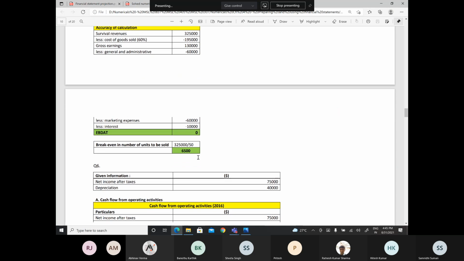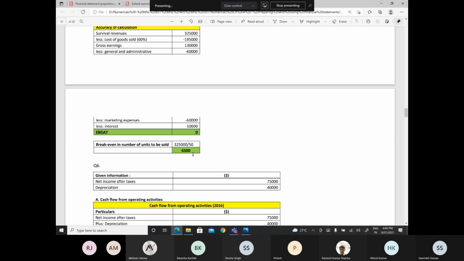And what would be the break even in number of units sold? It will be nothing but the total revenues divided by the selling price per unit. That will give us the number of units. So we are given that 50 is the selling price. So we divide 325,000 by 50 and we get 6,500 products to be sold to be able to break even.